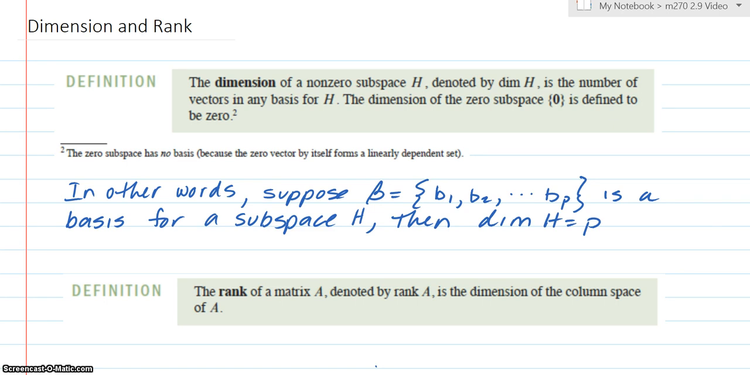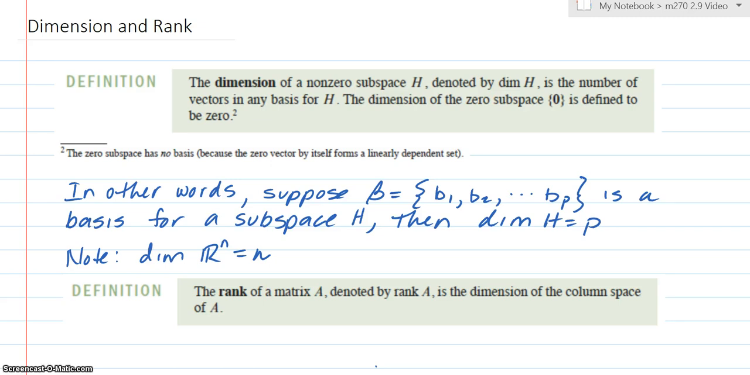So what is the dimension of Rn? The dimension of Rn is n, because every basis for Rn has n vectors. The standard basis for Rn is e1, e2, all the way to en. So it makes sense that the dimension of Rn is n.